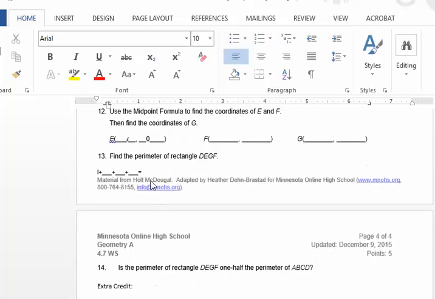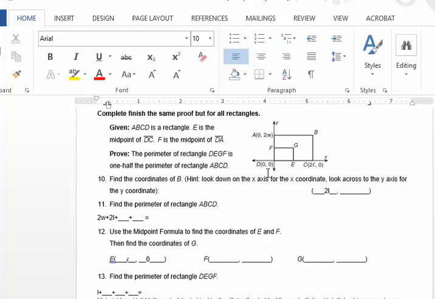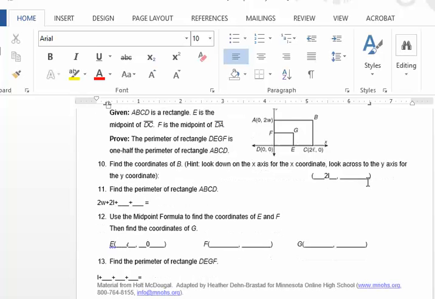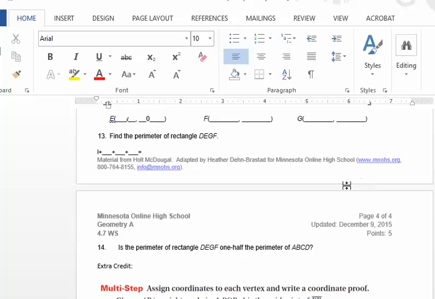And then you'll compare your answer for 13 with your answer from 11. And you'll see if 13 is half as big as 11 is. And a hint is that it probably will be.